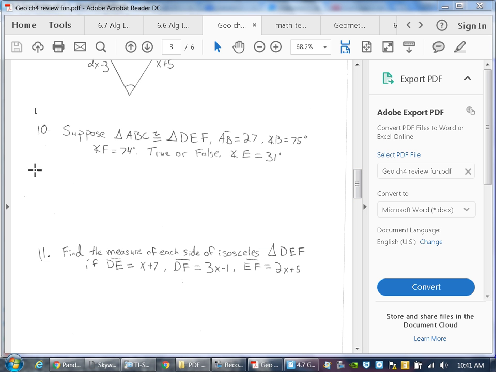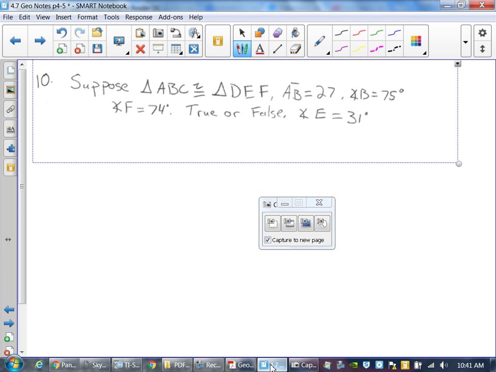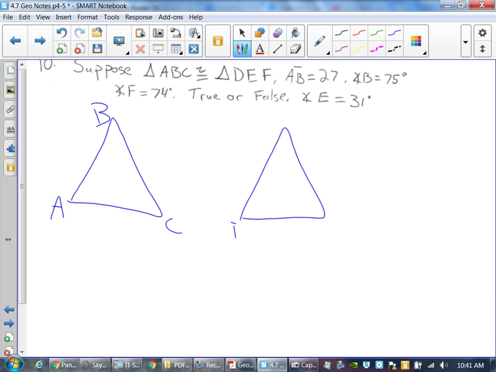Hey, what should you do in number 10? Make it, draw it out, exactly. How many triangles should you draw for number 10? Two of them, good. So when you draw this out, you've got 2 triangles. You fill in what you want. AB is 27, angle B is 75, and angle F is 74.